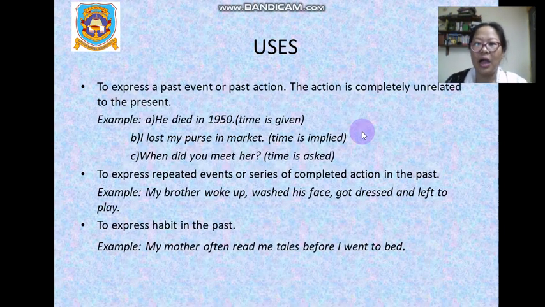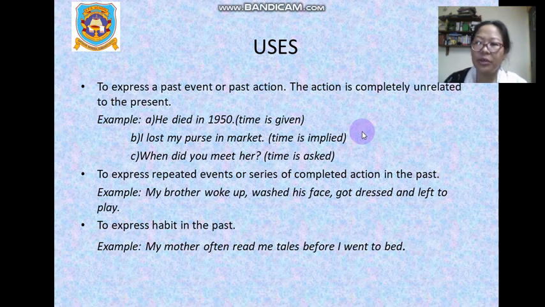The uses. How do we use past tense? When do we use it? We use it to express a past event or action. The action is completely unrelated to the present. Now whenever we speak about the past, sometimes the time is given, sometimes the time is not given. He died in 1950. Here the time is given. We are expressing an event which happened in 1950.